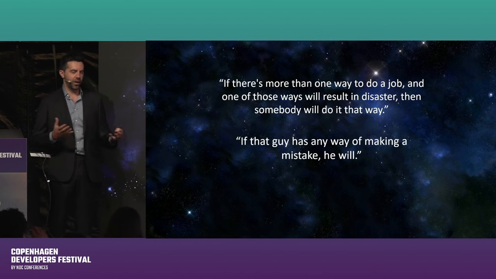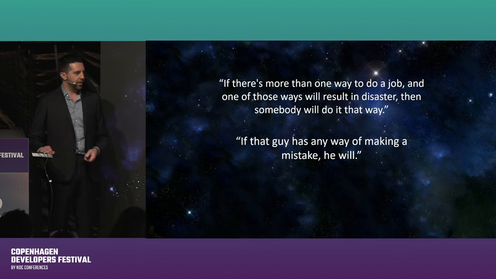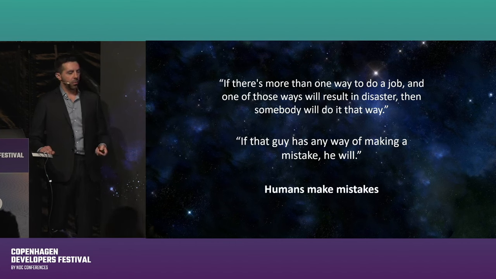And no one really knows exactly what he said, but those phrases kind of morphed into, if something can go wrong, it will go wrong. But according to Murphy himself, what he really meant to say was that humans will make mistakes. And we're going to get a bit more into that.